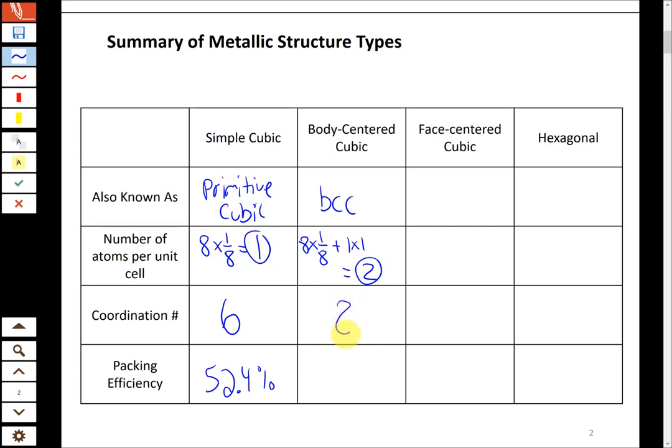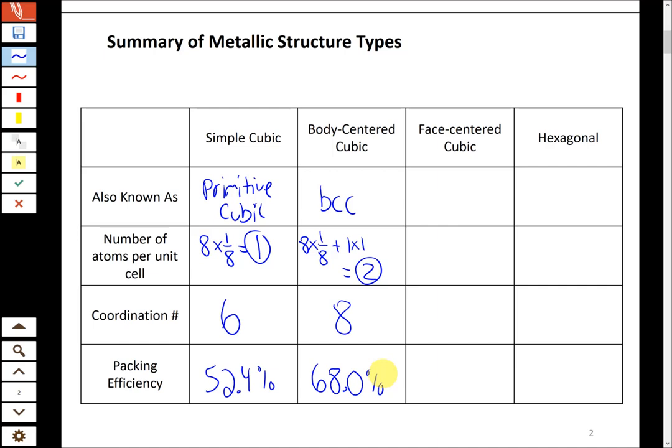And again, that's easily visualized by just looking at the atom in the center of the cube and knowing that it is going to be bounded by all 8 of the corner atoms that are surrounding it. So that's how you get a coordination number of 8. And the packing efficiency for this was higher because we're filling in a lot of that empty space with the extra atom in the center, and it came out to 68%. Okay, so that's body-centered cubic.